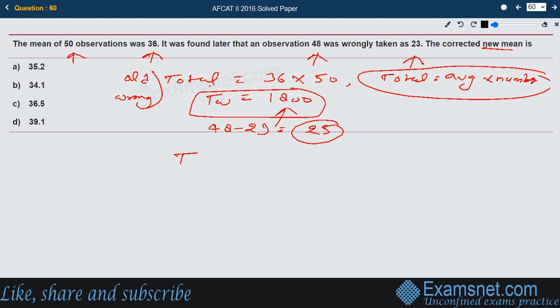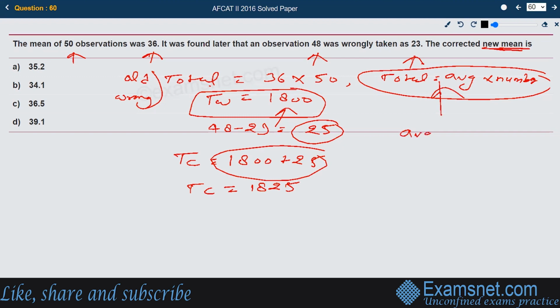So the corrected total should be 25 more than the wrong total, so it has to be 1800 plus 25. The corrected total becomes 1825, but they have not asked for the corrected total, they have asked for the corrected new mean. Once we have the formula total equals average into number, we can use it as: average is equal to the total of all observations divided by the total number of observations.